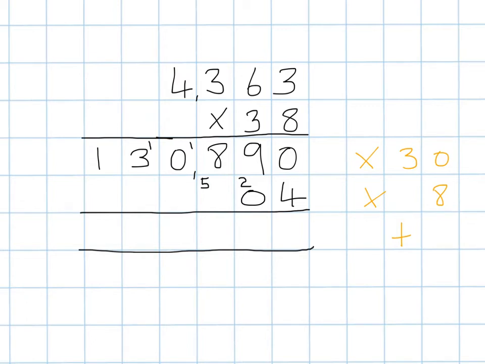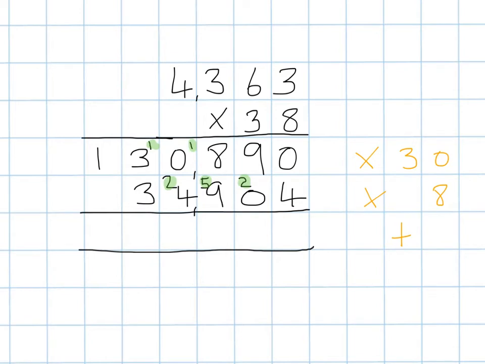8 times 300 is 2,400, but I add this 500, which would make 2,900. So 900 goes here and I carry 2,000 over. Then 8 times 4,000 is 32,000, but then I add this 2,000 to 32,000, which would give me 34,000. I can finally now add the two subtotals up, once again ignoring all of the borrowing that we've done previously.